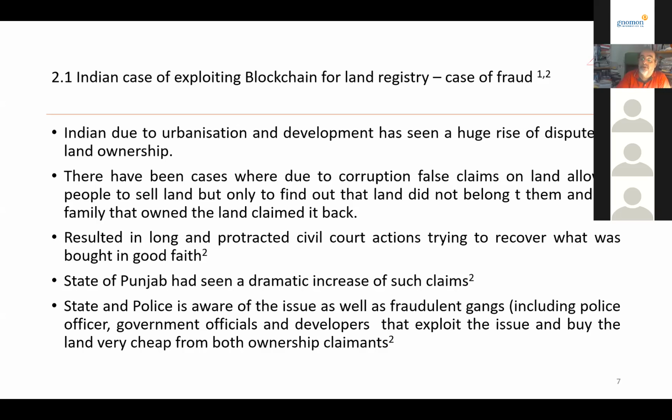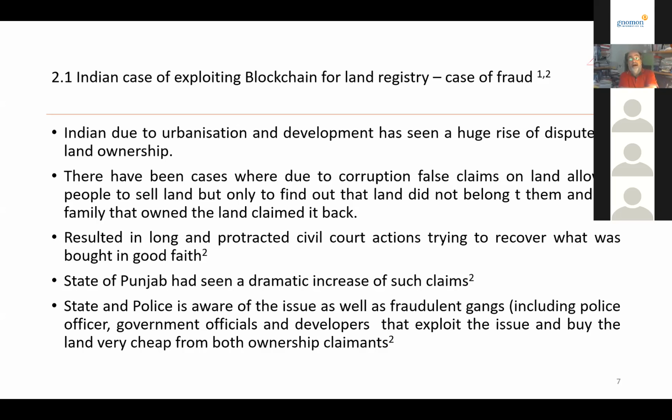So the person who paid the money wants their money back, but also the person whose land it is wants their land back. But of course, the person who now owns the land says, I have a valid deed, and therefore the land is mine, and so it's a mess.